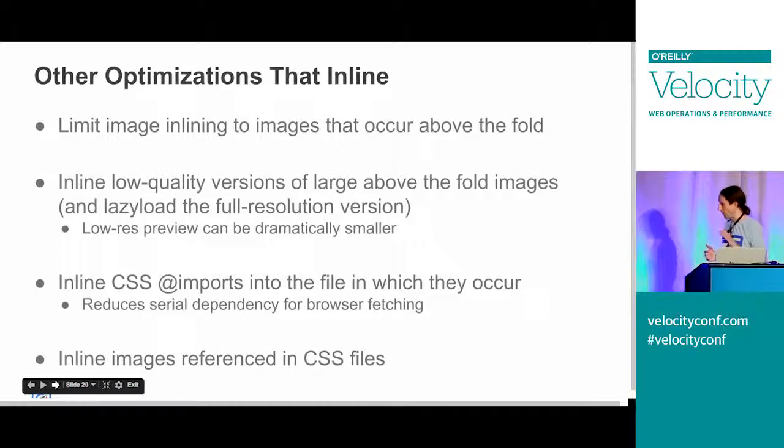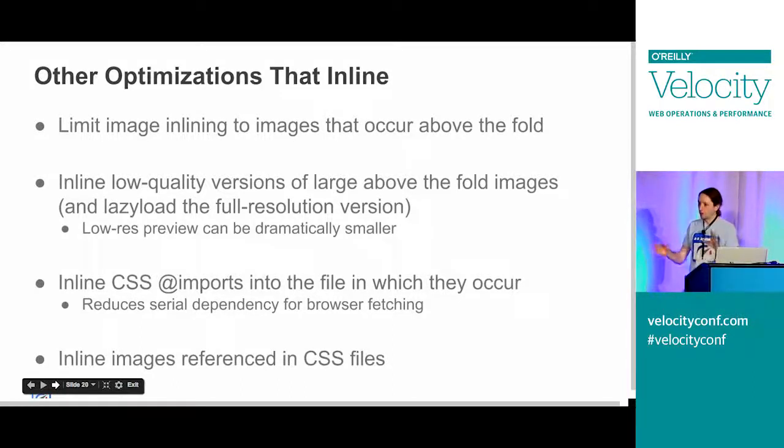The other thing I'm not going to talk about in depth today, but I talked about last fall in New York, is that when we have very large images above the fold on our page, it's going to be very hard to hit this aspirational goal of displaying the relevant content as quickly as possible, because we're going to be waiting for these large images to download. So what we can do is inline low-quality versions of those large above-the-fold images, then lazy load the full-resolution version and swap them out when it has arrived. And the low-res preview can be dramatically smaller.